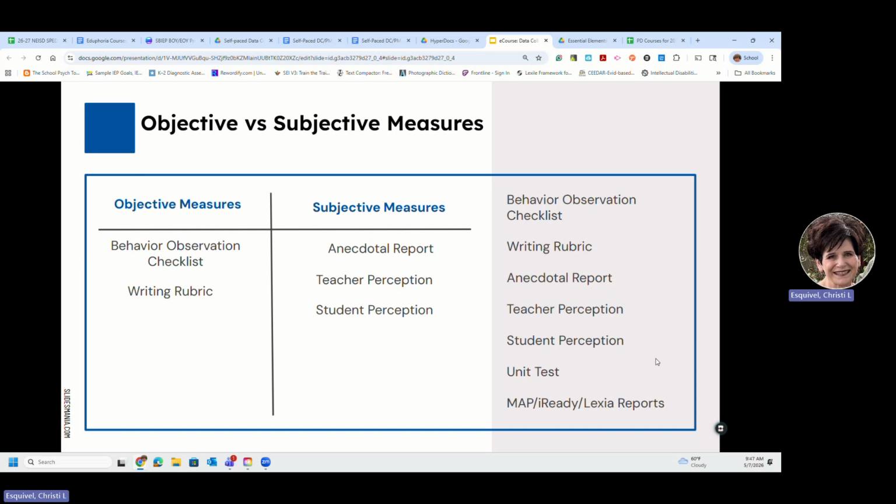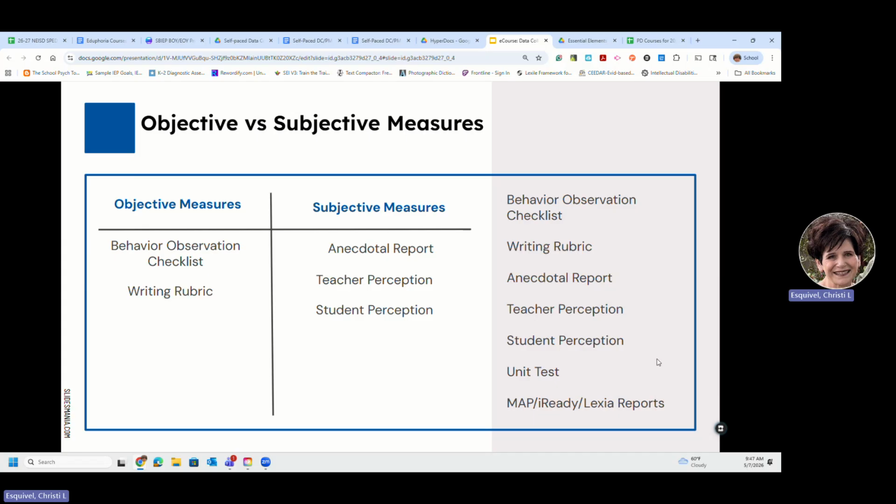Student perception. This one is similar to teacher perception. We know as a data source for the PLAF that student input is a valuable source of data, but measuring progress towards IEP goals, perception data, even from a student, is subjective.